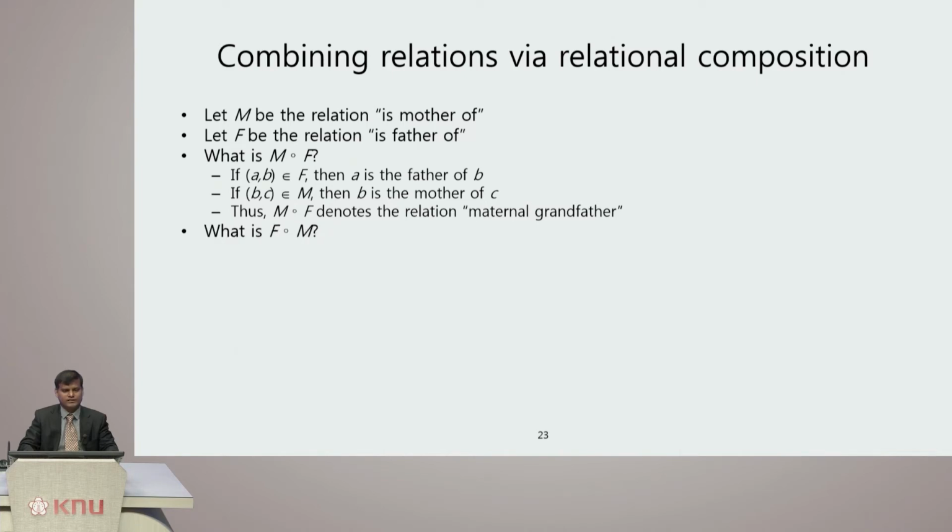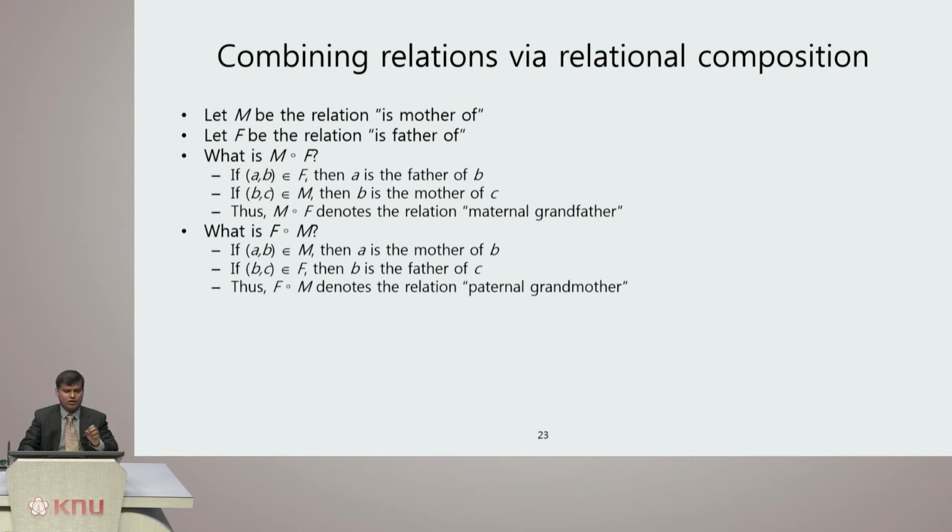Well, let's talk about the next part, the reverse way. What is F composite M? If (a, b) is an element of M, then we say that a is the mother of b, and if (b, c) is an element of F, then we say b is the father of c. So in this case, what happens to F composite M? This denotes the relation paternal grandmother.